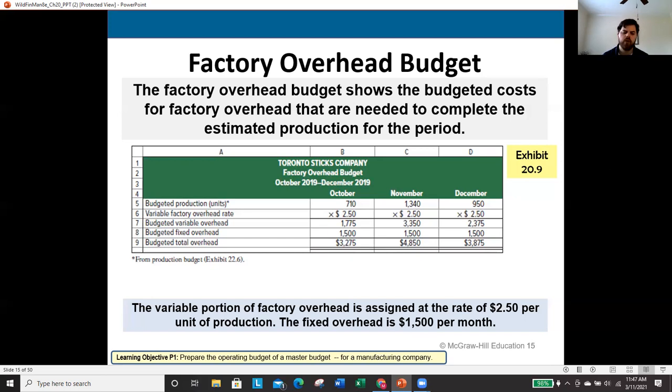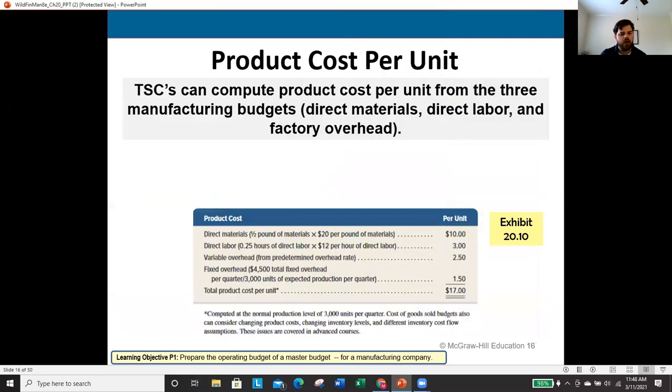At this next point, we will then need to add in my budgeted fixed overhead, and then that will come down and give me my total budgeted overhead for the month. Of course, we can then add all of that up and get my total budgeted overhead for the quarter. So very good. Now, at this point, we are able to calculate my product cost per unit.